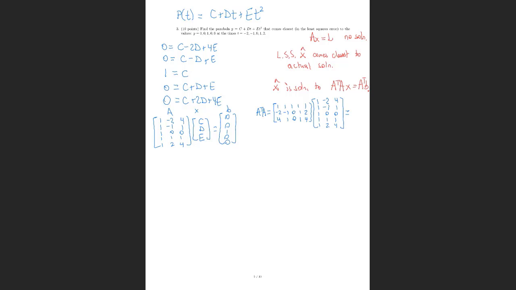Let's see here. I'll write it down here. So that's going to be 5, negative 2, negative 3, negative 2, so 0. Let's see here. 4, 5, 0, 6, 10.